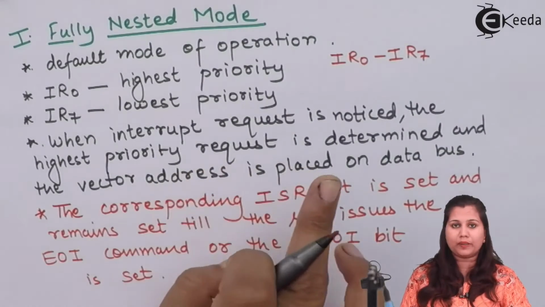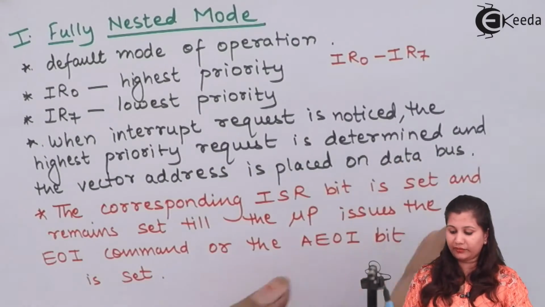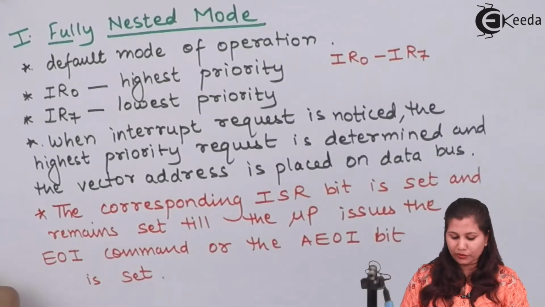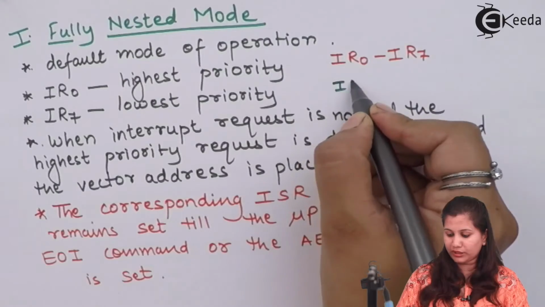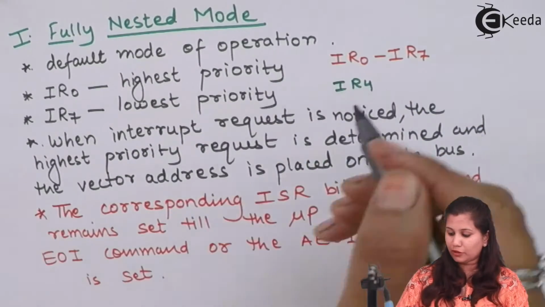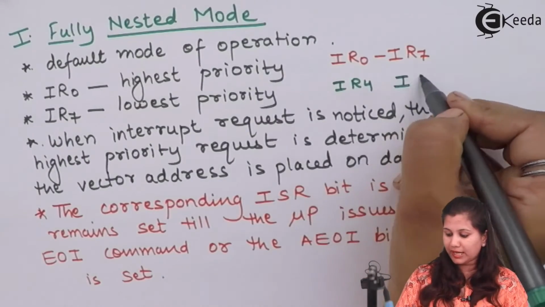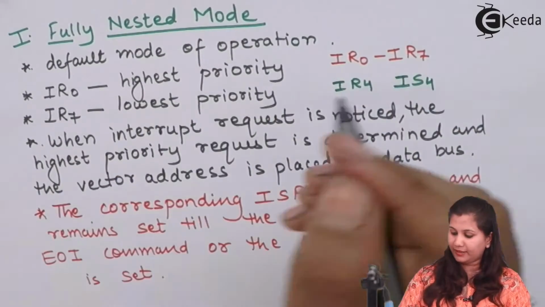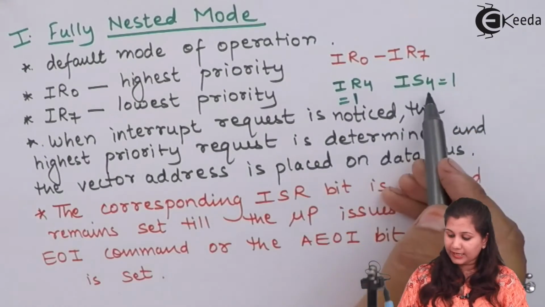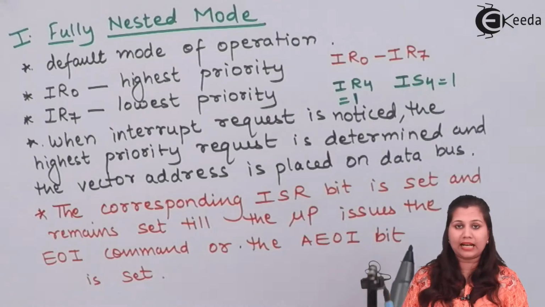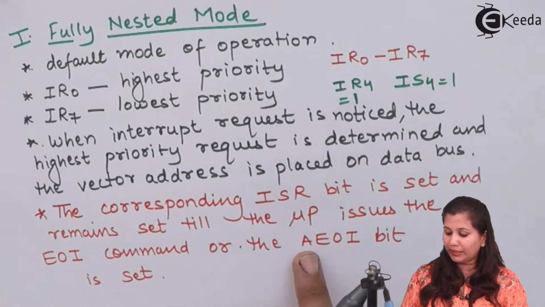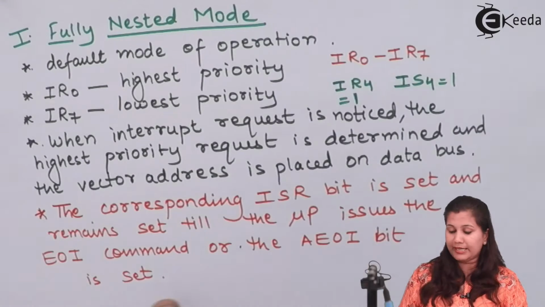So when this interrupt request is noticed and the vector address is placed on the data bus, at that time the ISR bit is set. Suppose that the 4th interrupt request is generated and this vector address has been placed on the data bus, so the corresponding ISR bit, IS4, will be set, it is equal to 1. This IS4 bit will remain set until the microprocessor issues the end of interrupt command or the automatic end of interrupt bit is set.